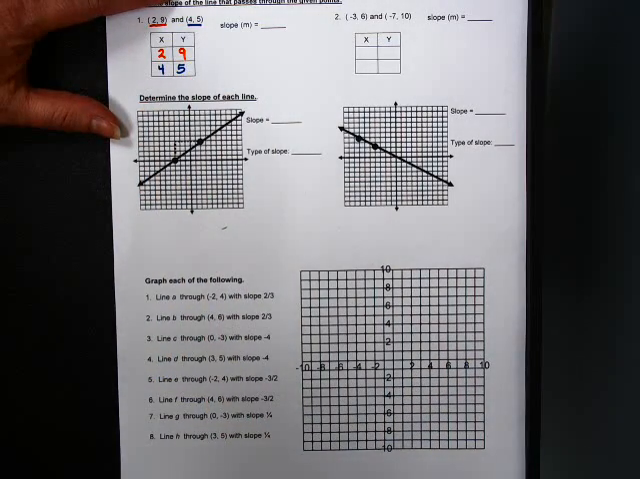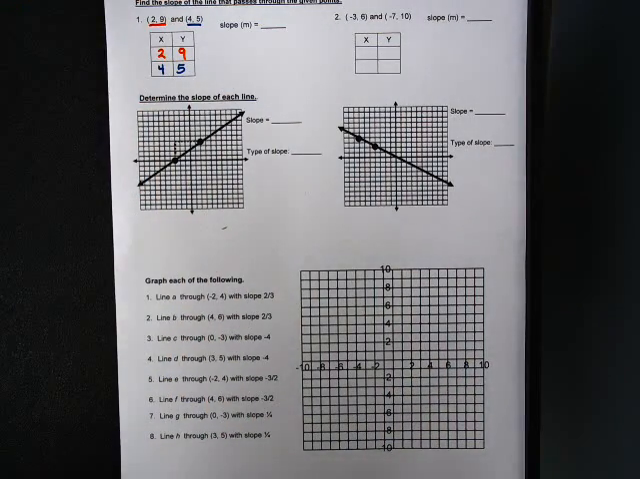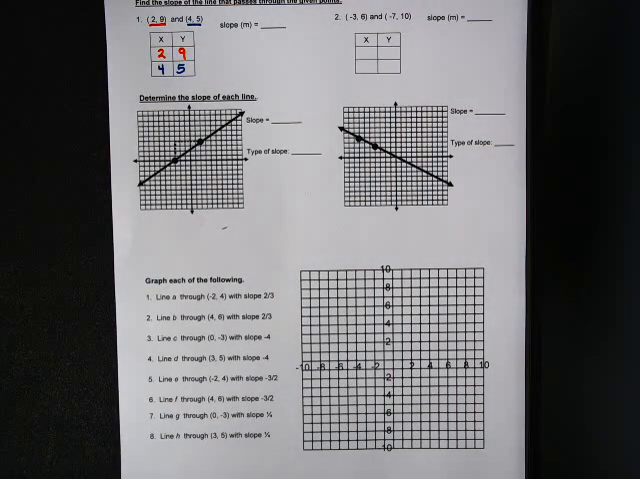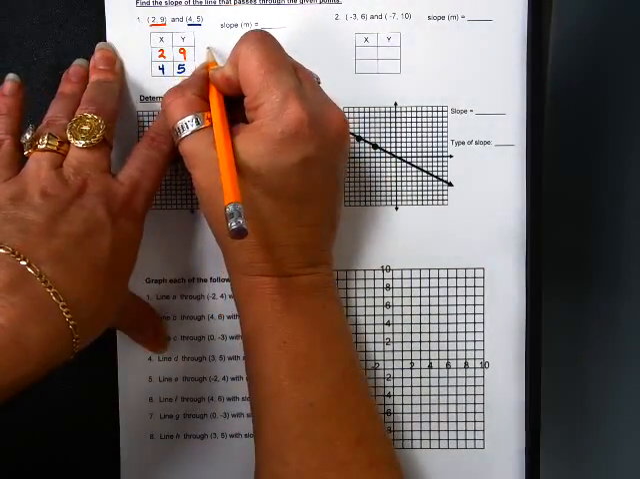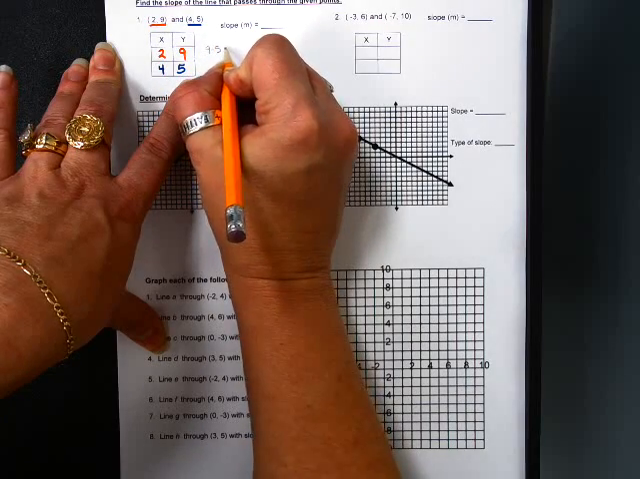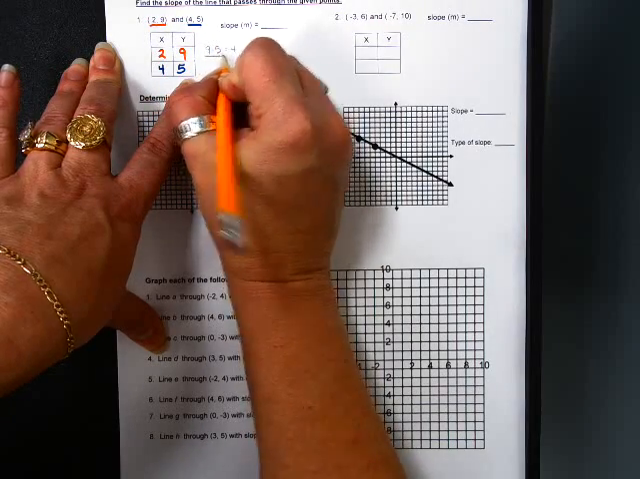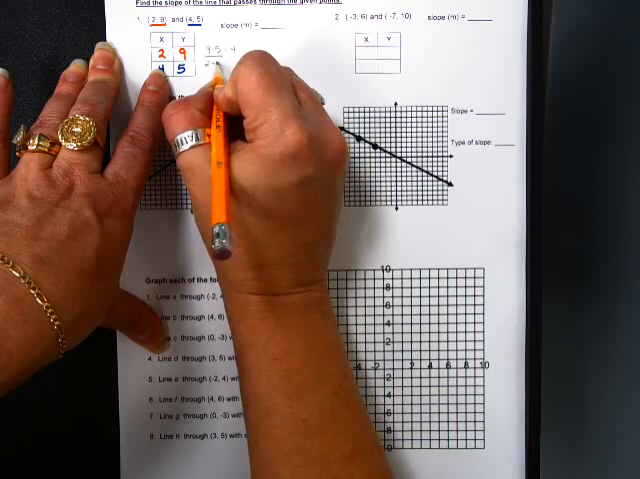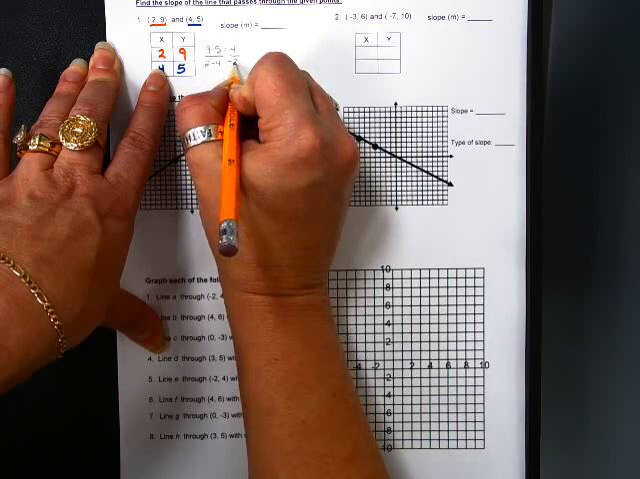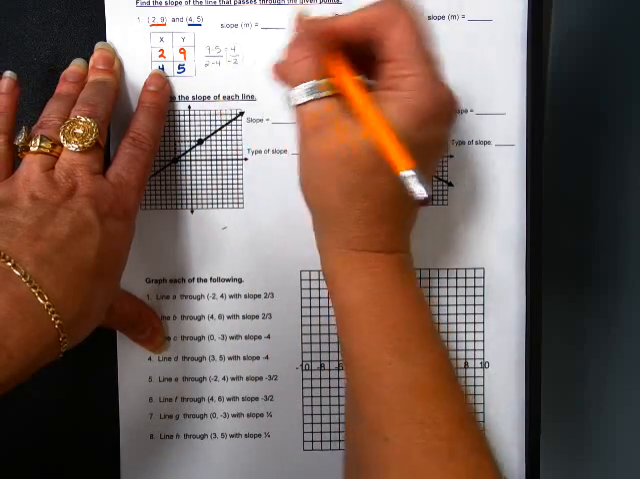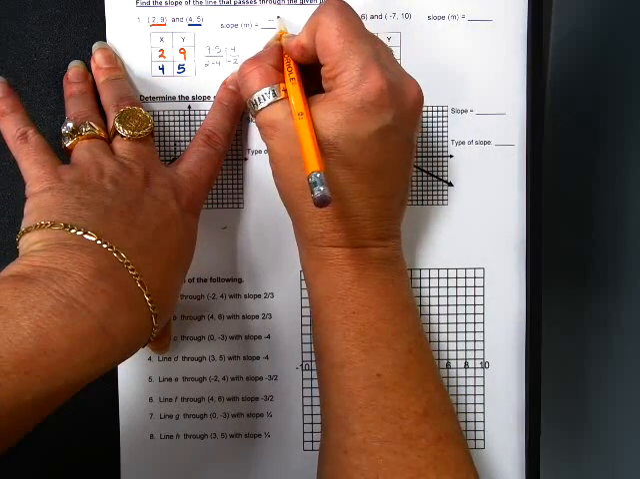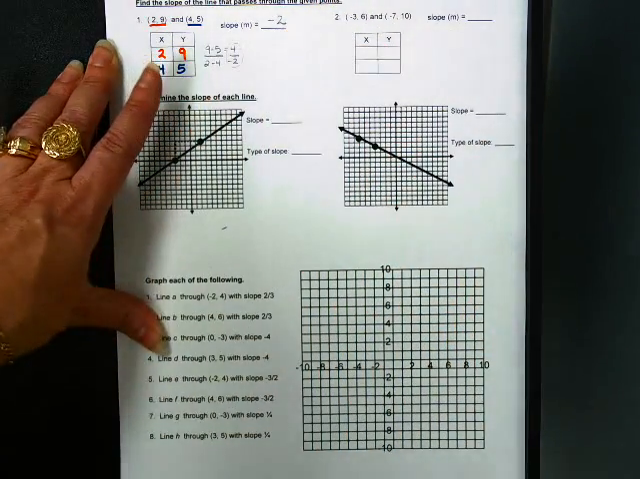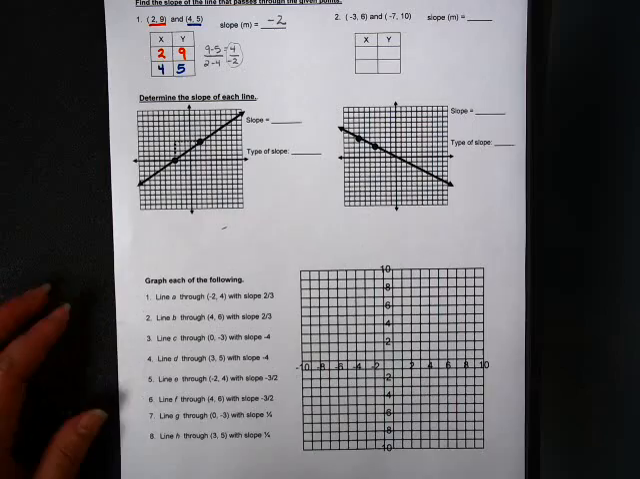Now remember, I said change in x and change in y. We put the change in y over the change in x. So here, this is going to be 9 minus 5, which is 4, over 2 minus 4, which is negative 2. Always reduce your slope. That's a negative 2.